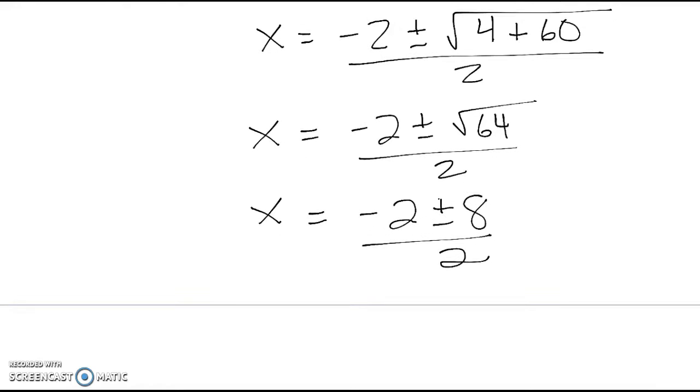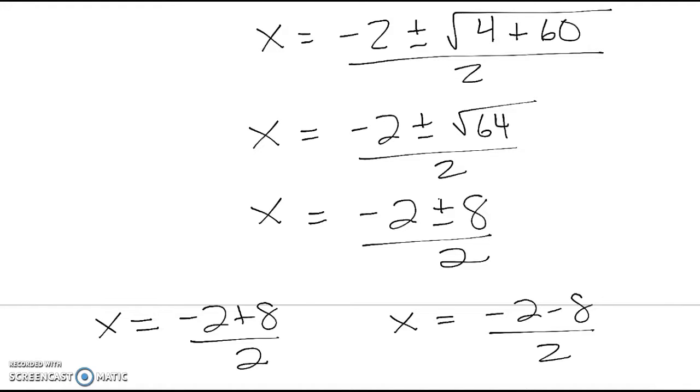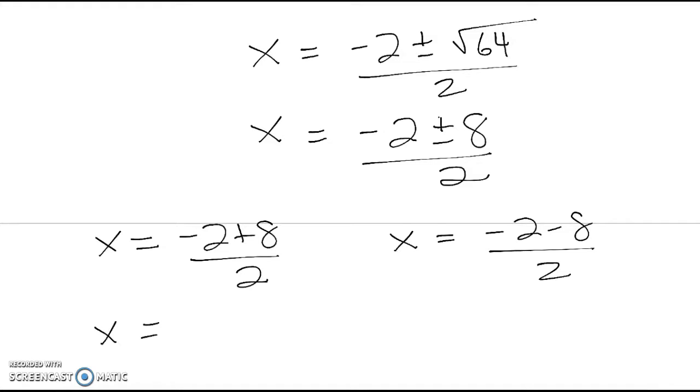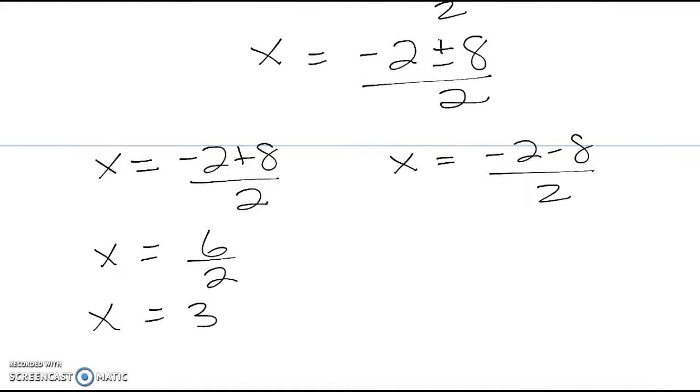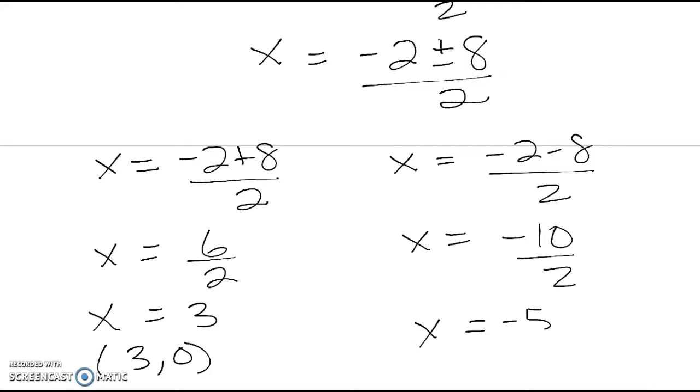Now I have two situations here, two x values that we're solving for. We have negative 2 plus 8 divided by 2, and the other one is negative 2 minus 8 divided by 2. In the one on the left, negative 2 plus 8 is 6, divided by 2, which gives me x equals 3. So one of my x-intercepts is (3, 0). And for my other one, negative 2 minus 8 is negative 10, divided by 2, so we get that x equals negative 5. There is my other x-intercept.